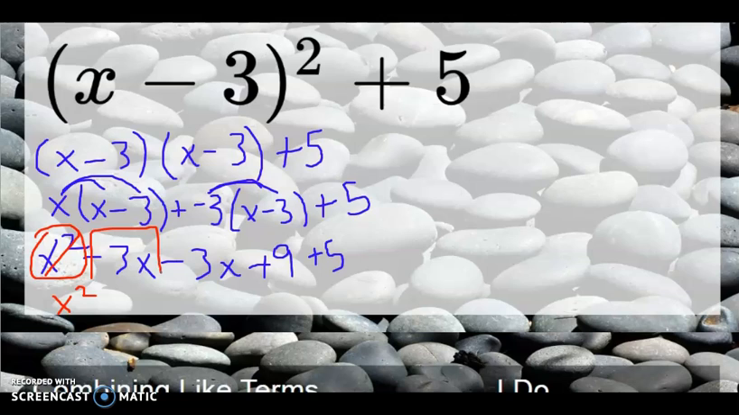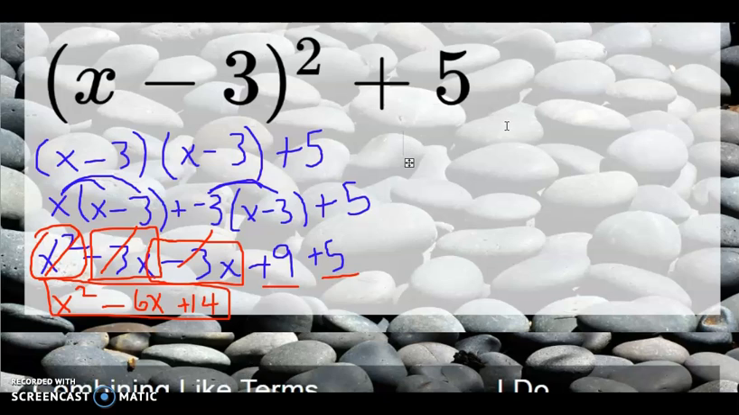Now let's do our x terms. Negative 3x, that has an x. This term has an x. These last two terms do not have an x. These are the same sign, so we add them together. 3 plus 3 is 6. It's a negative 6 because we're adding negatives together. And let's do our constants. 9 plus 5 is 14. So this is our standard form: x squared minus 6x plus 14.